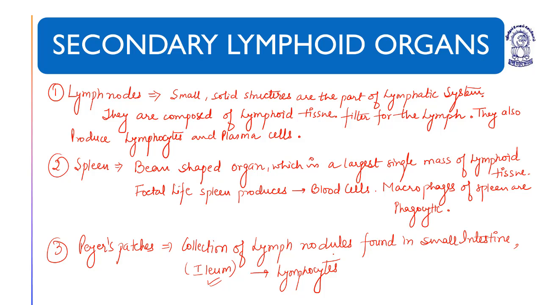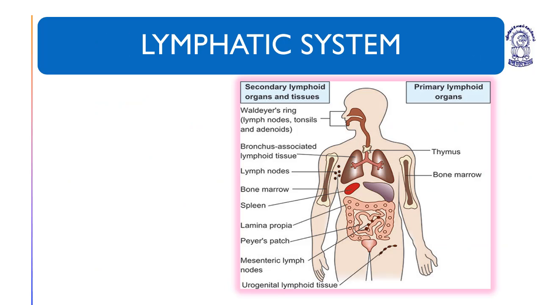So secondary lymphoid organs include lymph nodes, spleen, Peyer's patches, and tonsils. I haven't discussed tonsils because I will discuss them when I explain the pharyngeal region. Next is the lymphatic system, the Waldeyer's ring, which I will also explain with the pharyngeal regions. Lymph nodes, tonsils, adenoids, then bronchus-associated lymphoid tissue, bone marrow, spleen, Peyer's patches, mesenteric lymph nodes. The bone marrow and thymus are the primary lymphoid organs, and the rest are secondary lymphoid organs.